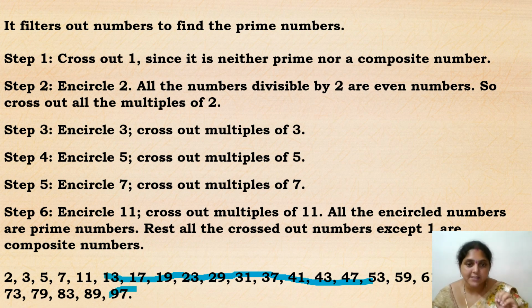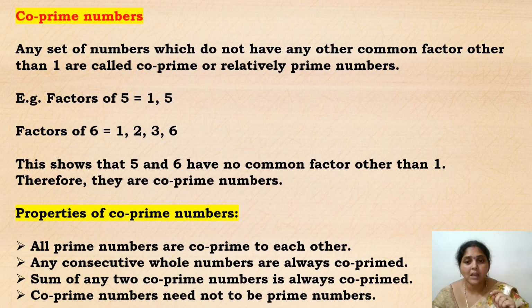Left-over numbers are known as prime numbers and struck-out numbers are known as composite numbers. This is how Eratosthenes proved prime number identification. Now we will see what coprime numbers are.